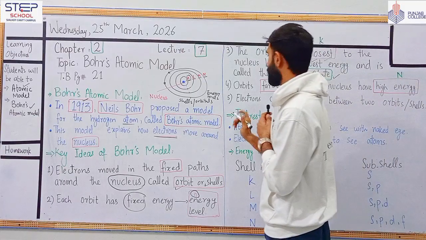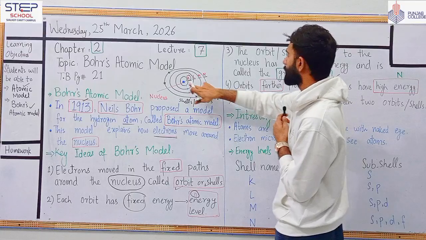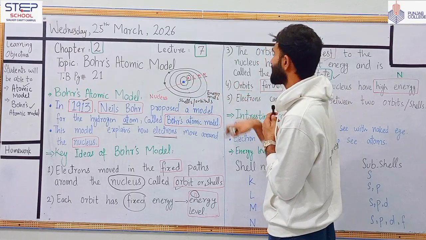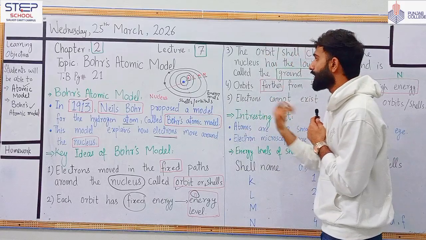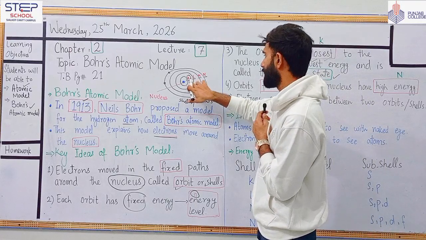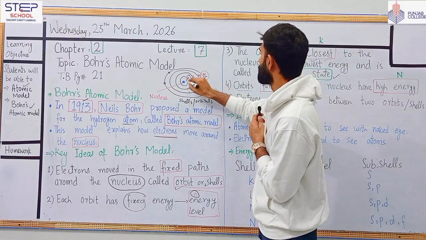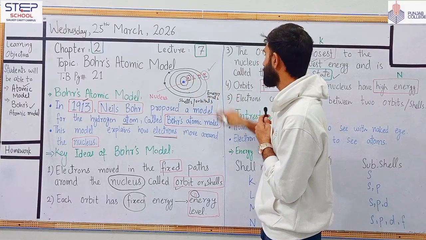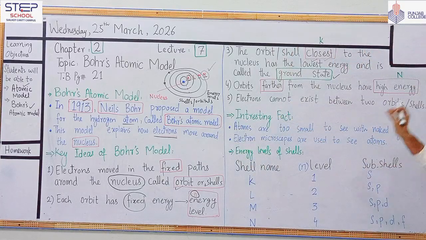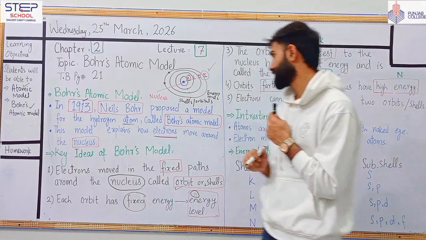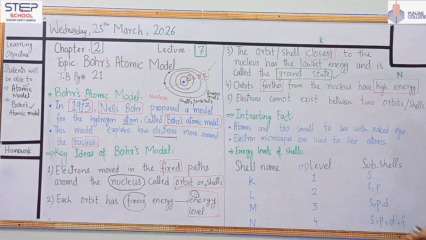The fourth point he gave: the shells that are far from the nucleus contain the highest energy. We have four shells: K, L, M and N. Which one is the farthest from the nucleus? It's the N shell. So according to him, the orbits that are farther from the nucleus have high energy. So the N shell has the highest energy among all four shells. I hope you get the point.